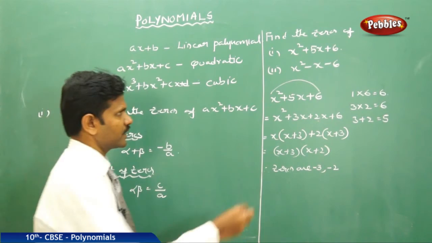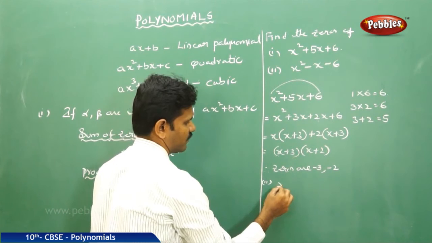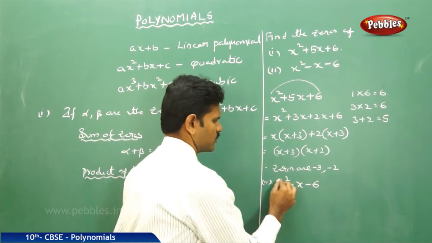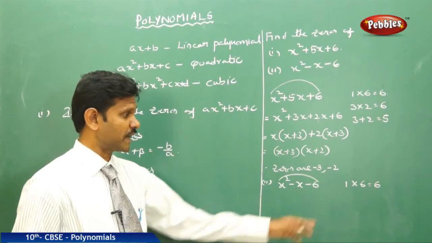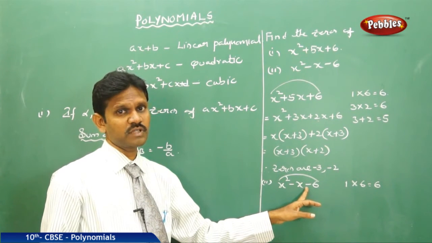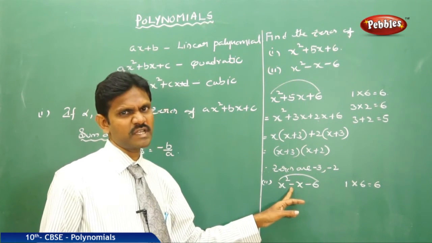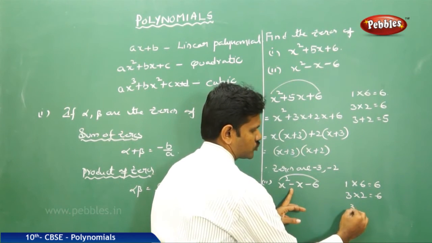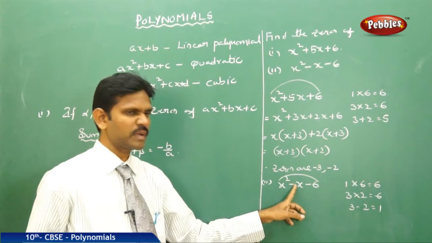Similarly, let us consider the second example, that is x square minus x minus 6. Again, 1 times 6 is equal to 6. You have to find the factors of 6. Let us check, the sign beside the constant is negative. That means your process is subtraction. After subtraction, you must get the number minus 1. Let us check. 3 twos are 6, and 3 minus 2 is equal to 1. See, I got my number 1.